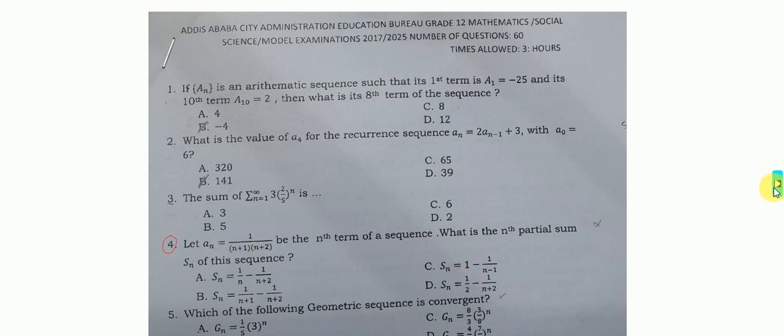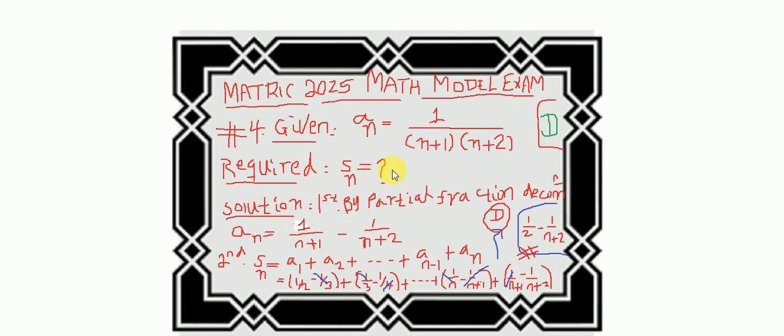We have to follow the following procedures. What is given first? Given 1 over (n plus 1) times (n plus 2).